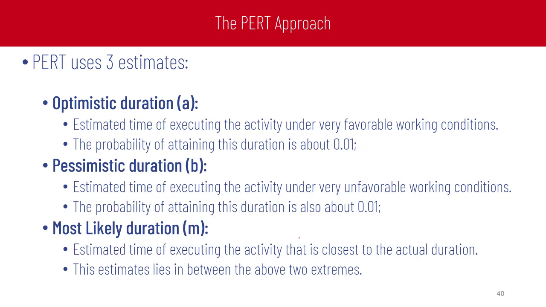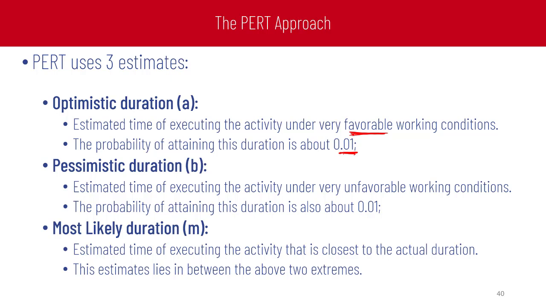PERT depends on the estimation of three points. That's why we call it three-point estimate. The first point is the optimistic duration, the estimated time of executing the activity under very favorable working conditions. This is the optimistic. The probability of attaining this duration is about 0.01.